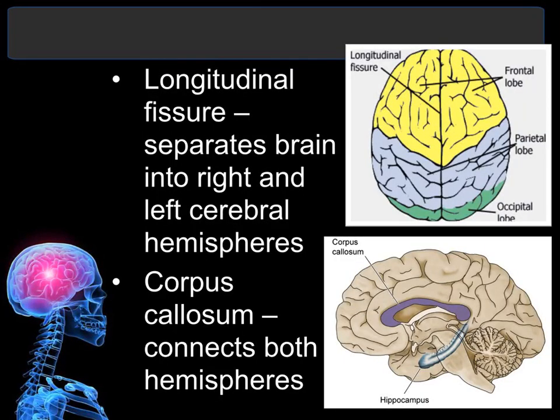Remember, a fissure is a very deep groove, so the longitudinal fissure is the line that separates the 2 hemispheres of the brain. Then the corpus callosum can be seen on a sagittal view, and its job is to connect. It is the only portion of the cerebrum where there is a connection between the left and the right hemisphere. So the longitudinal fissure is the groove between the two hemispheres. The corpus callosum is the connection between the two hemispheres.